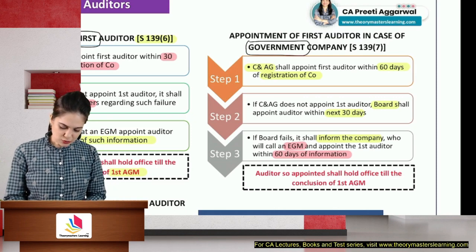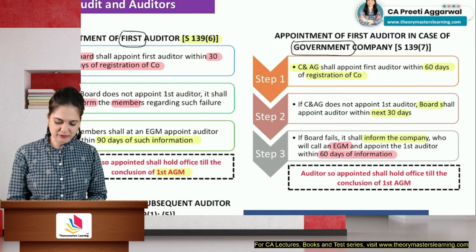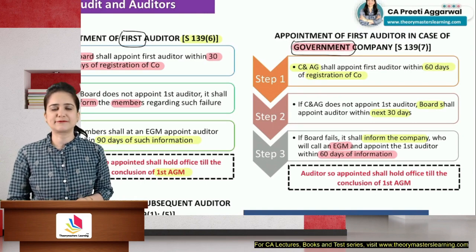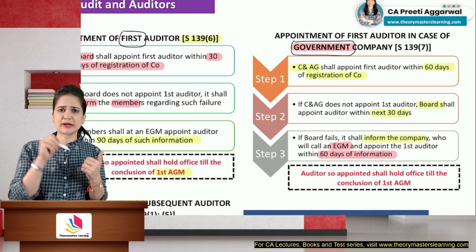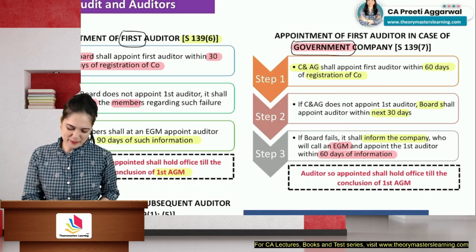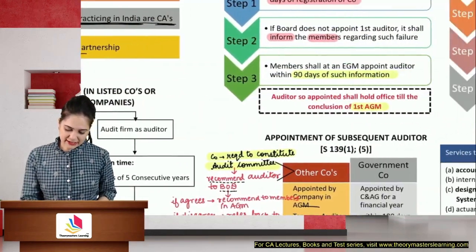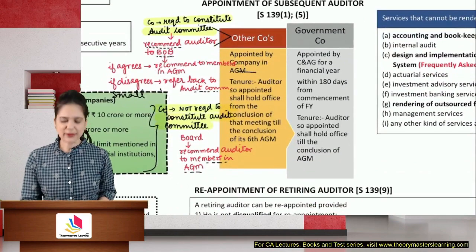Okay, so these are the 4 points which you will write in case of appointment of auditor in case of a government company, or as I informed, a company which is either owned or controlled directly or indirectly by central government, one or more state governments, partly by central, partly by one or more state governments. All right. That was appointment of first auditor.